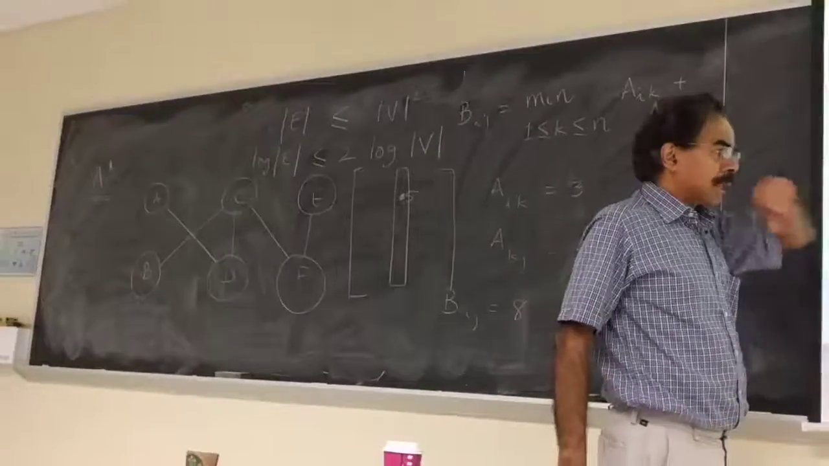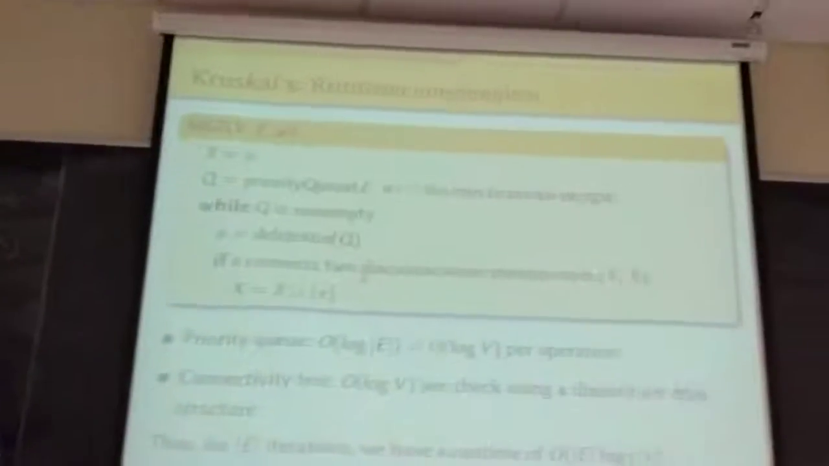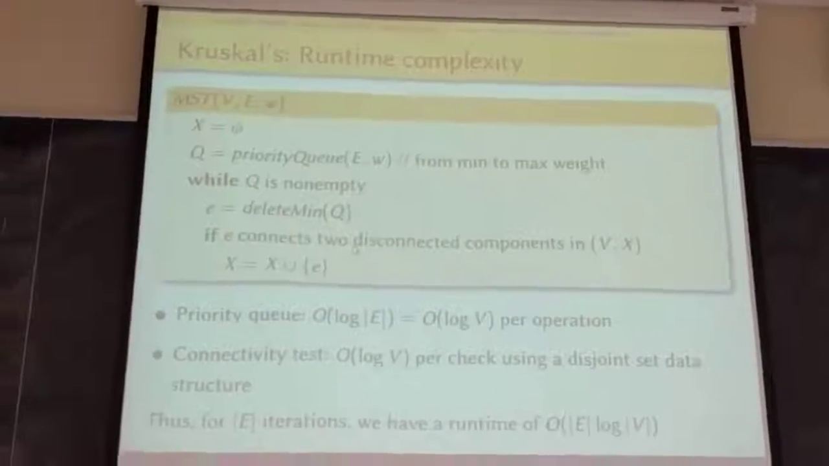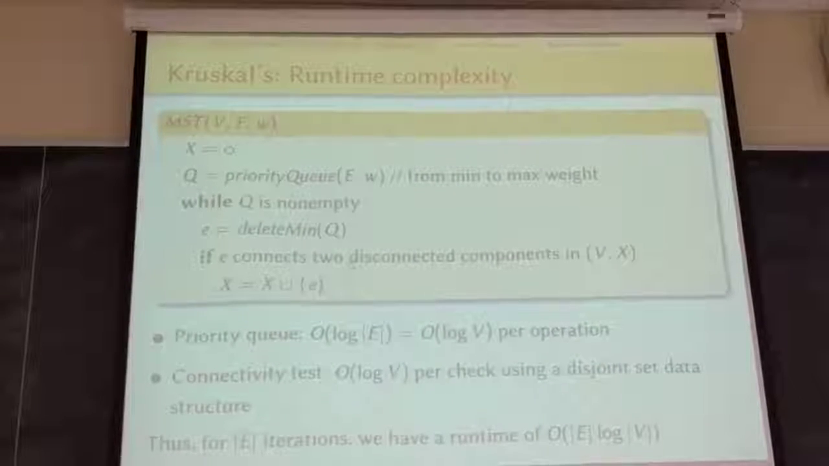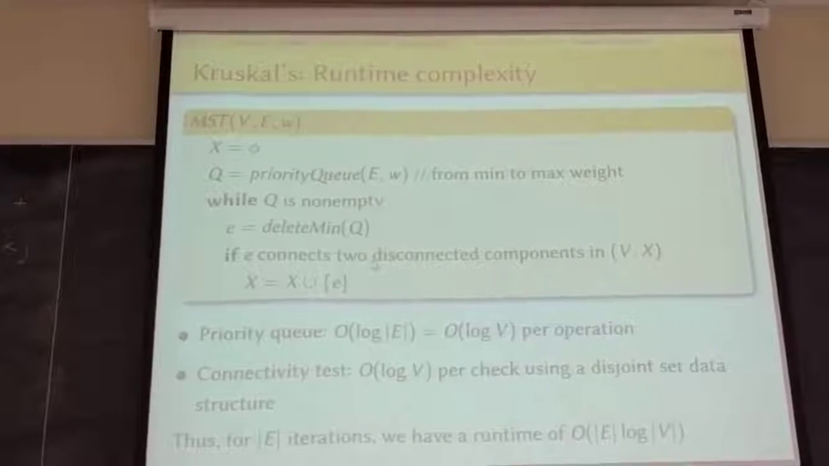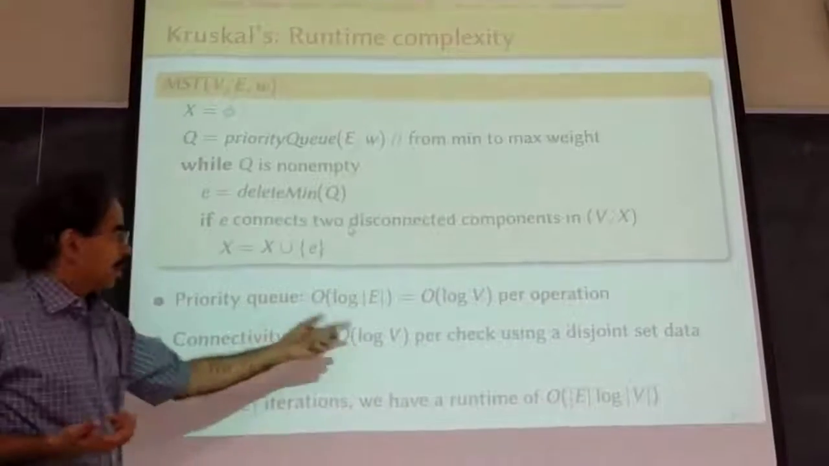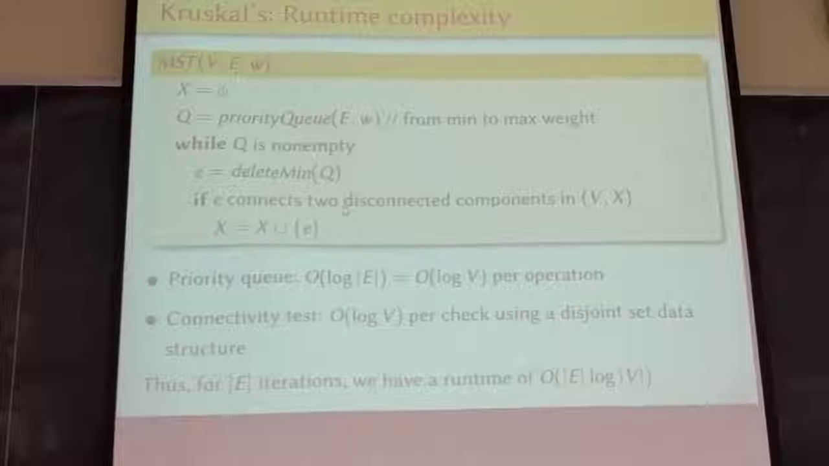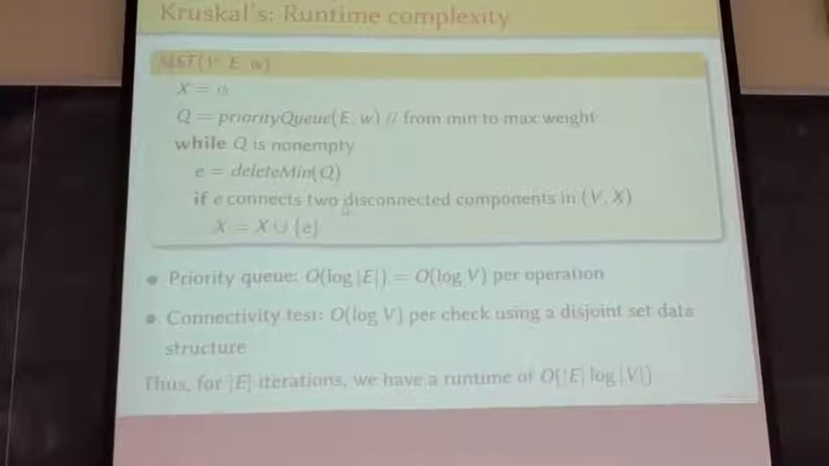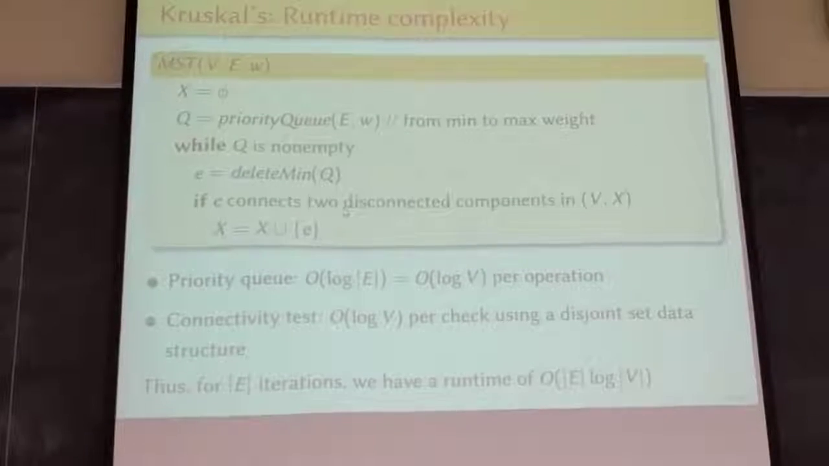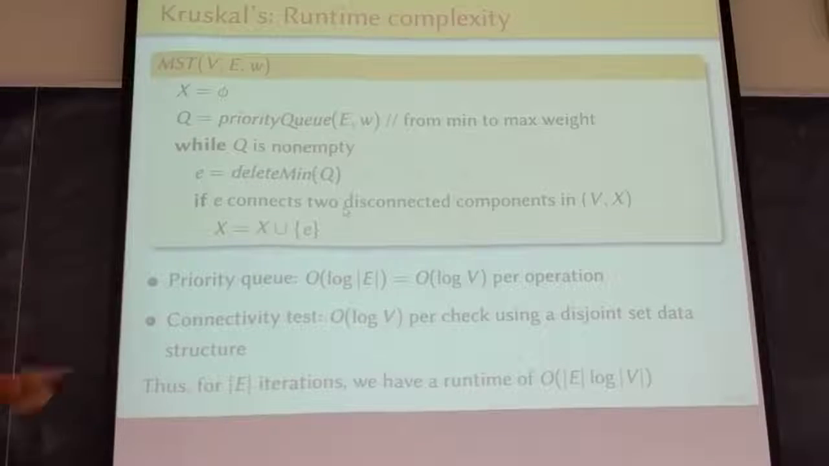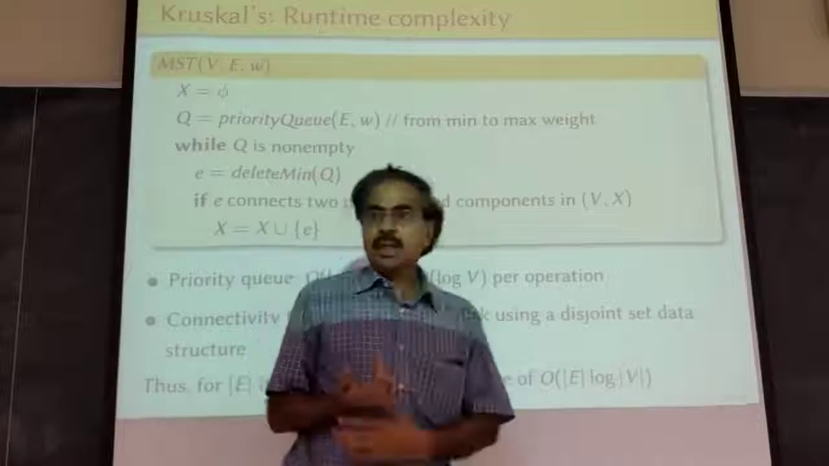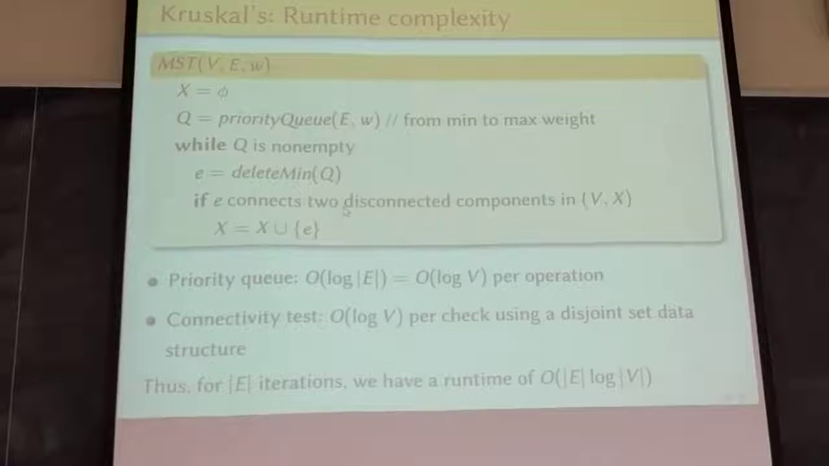And for the connectivity test, you can use what is called a disjoint set data structure, which is something that we will talk about much later in the course. So for the moment, assume that the connectivity check can be done in log v time. Actually, it can be done even faster than that, but let's just assume log v time. And so for e iterations, we have a runtime of e log v.